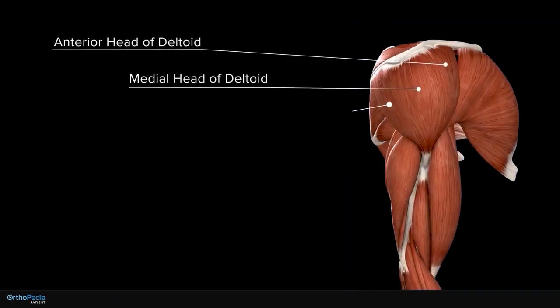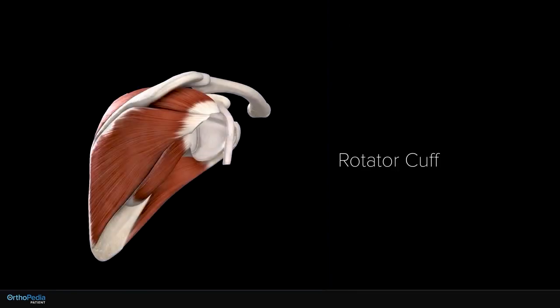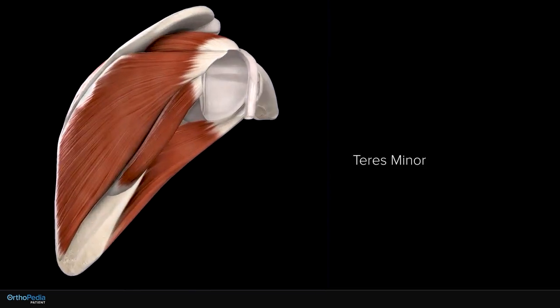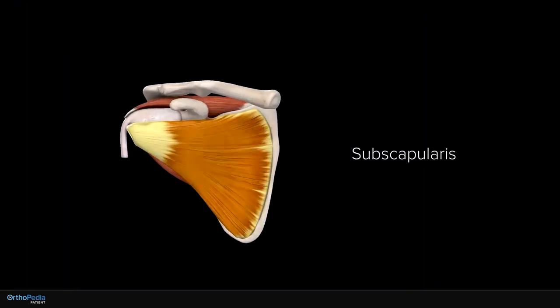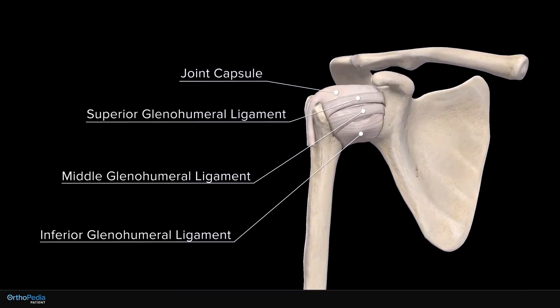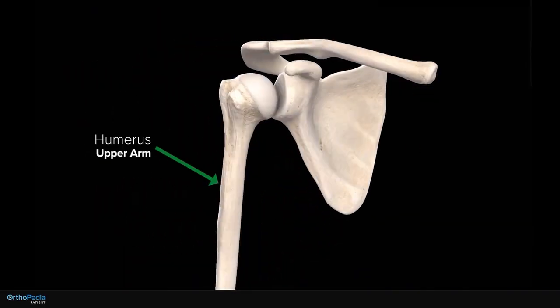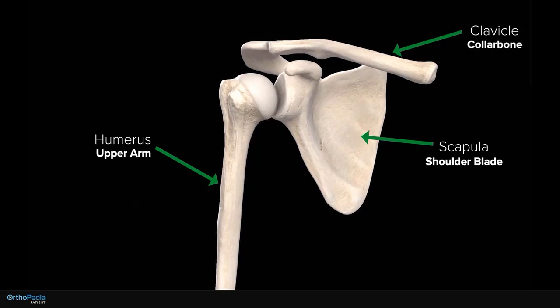Looking at the anatomy of the shoulder, the deltoid and pectoralis major muscles can be seen. These large complexes help provide strength and power to the shoulder joint. Underneath these muscles, we find the rotator cuff muscles, including the supraspinatus, infraspinatus, teres minor, and subscapularis. Collectively, the rotator cuff contributes to stability of the shoulder joint, along with help from the glenohumeral ligaments and joint capsule. There are 3 bones that make up the shoulder: the upper arm bone, known as the humerus, the shoulder blade, known as the scapula, and the collarbone, known as the clavicle.